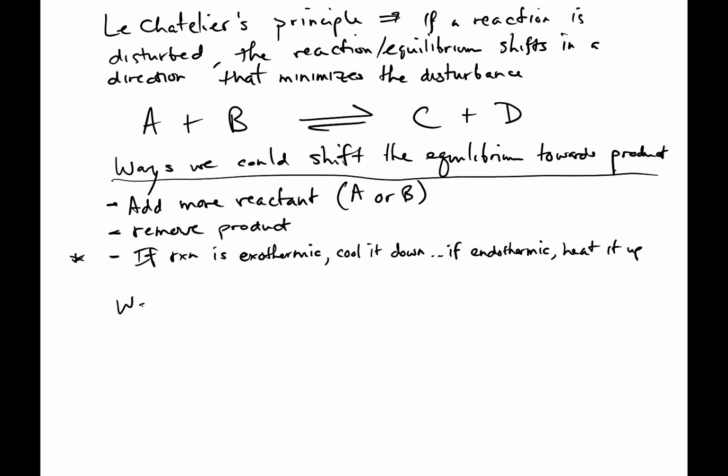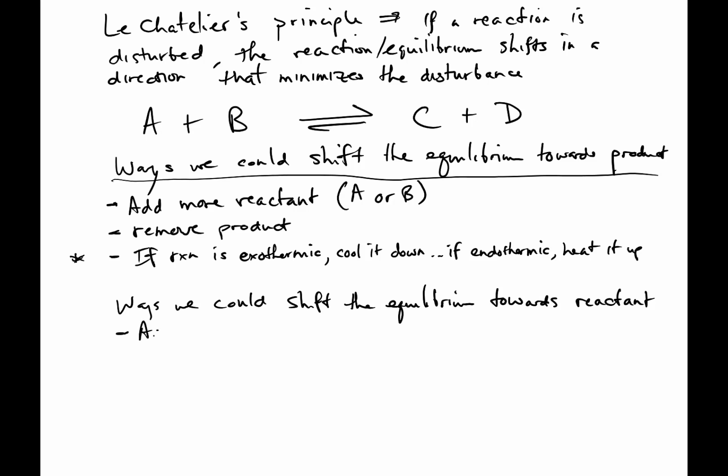So alternatively, ways we could shift the equilibrium towards reactant, away from product towards reactant. So in the generic example above, shift the reaction to the left, right? That bottom arrow towards A and B. So we could actually add more product, so C or D.